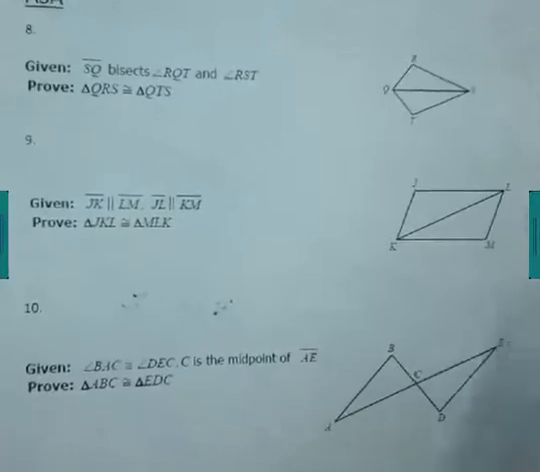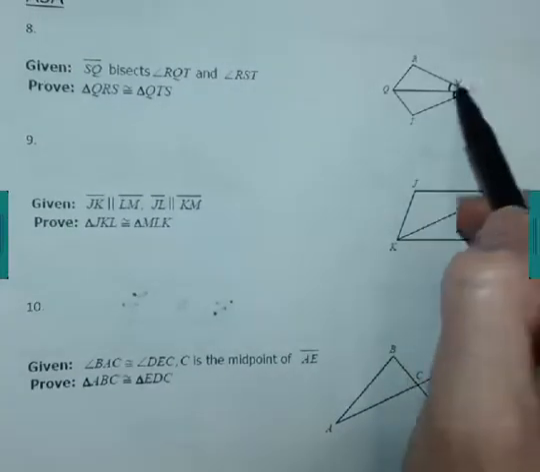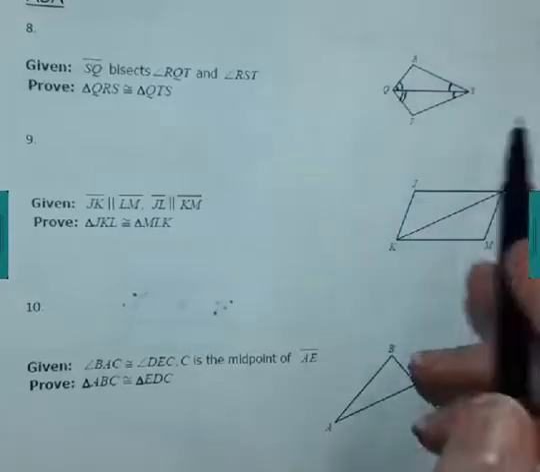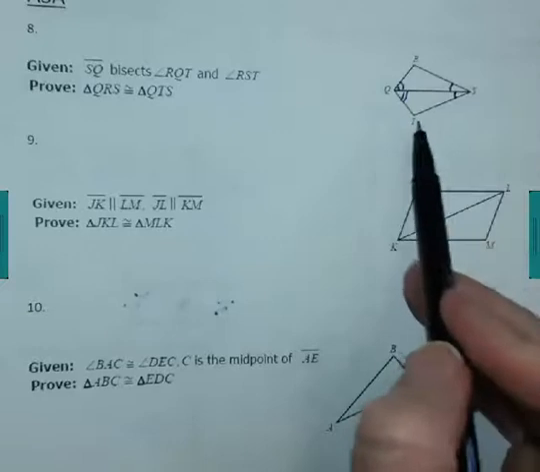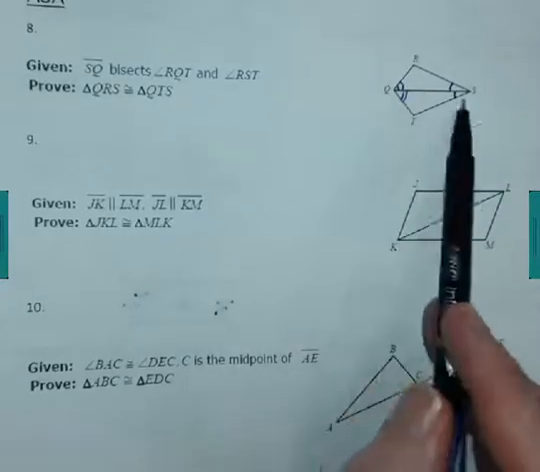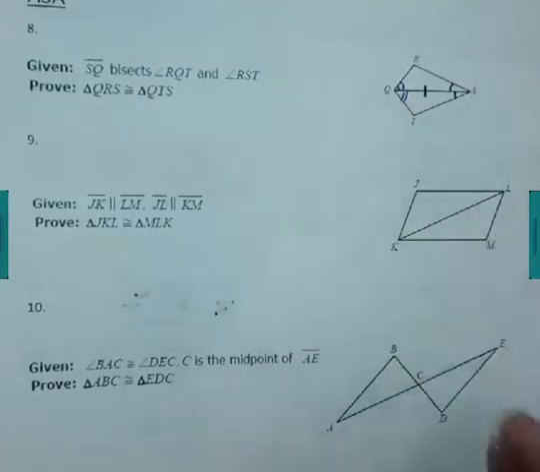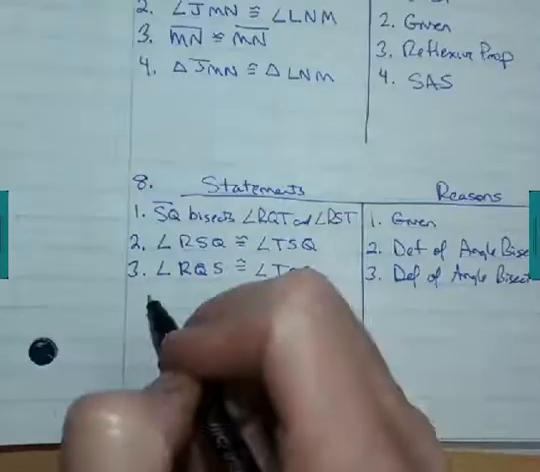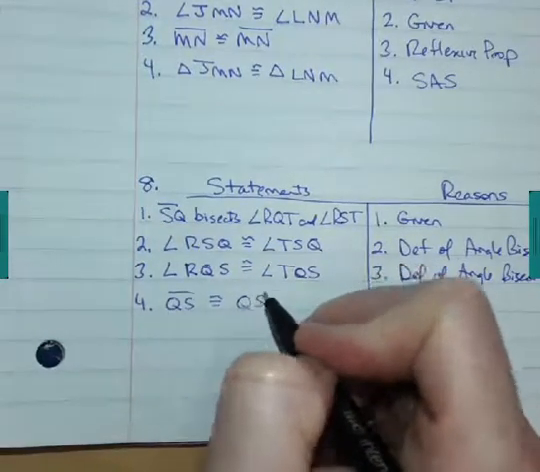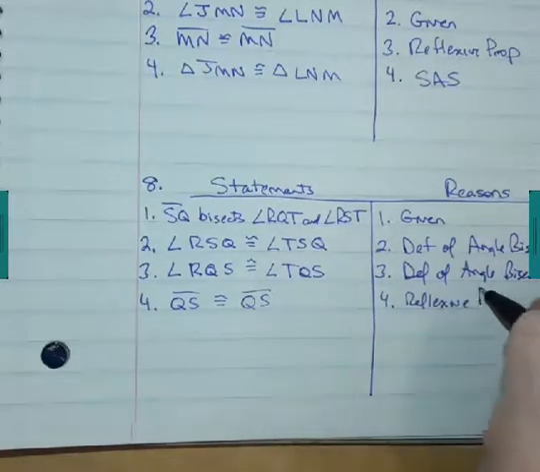I want to mark these on my drawing too, so I have that this angle is congruent to that one because this bisects this one, and then I have this angle is congruent to that angle there because QS bisects this larger angle. If I look at my diagram, I see I have the reflexive property again, so I can show that QS is congruent to QS, so that'll be my next step here. So I write QS is congruent to QS, and that's going to be the reflexive property.